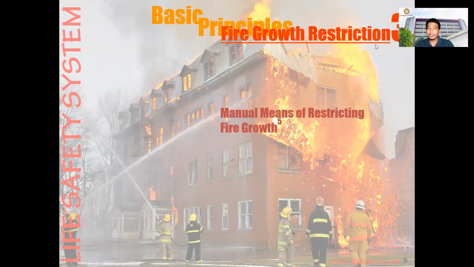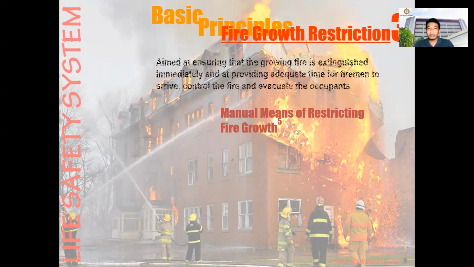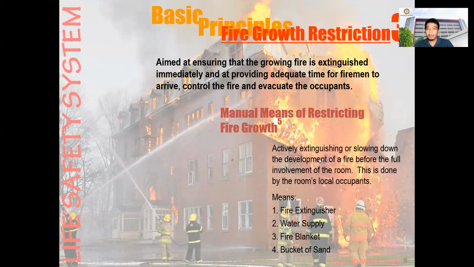Next is the fire growth restriction. So manual means of restricting fire growth. It aims at ensuring that the growing fire is extinguished immediately and at providing adequate time for firemen to arrive or control the fire and evacuate the occupants. So actively extinguishing or slowing down the development of fire before the full involvement of the room. This is done by the room's local occupants.